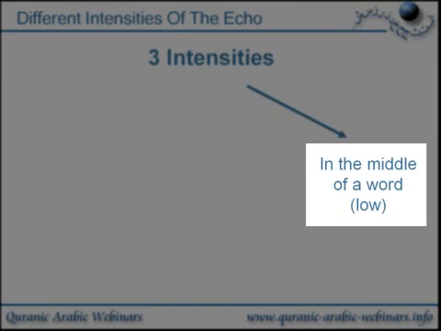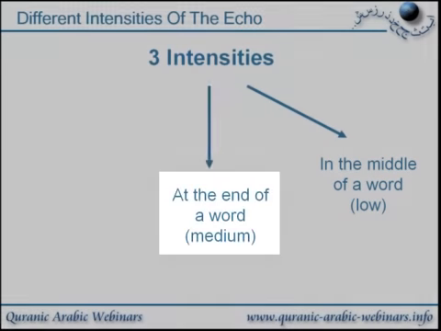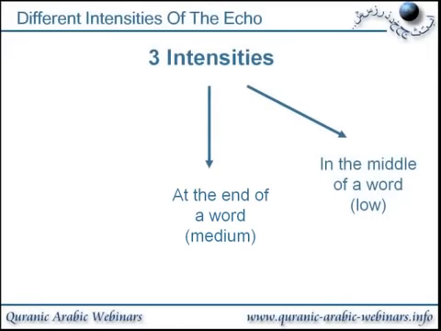If the echo letter, when it's sakin, is in the middle of a word, then the intensity of the echo is what we call low, i.e. the lowest. If the echo letter is at the end of a word and it's going to be read as sakin, okay, so maybe you're doing a pause or you're stopping, then the echo must be medium.